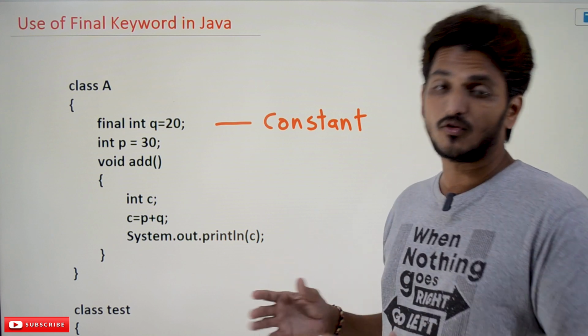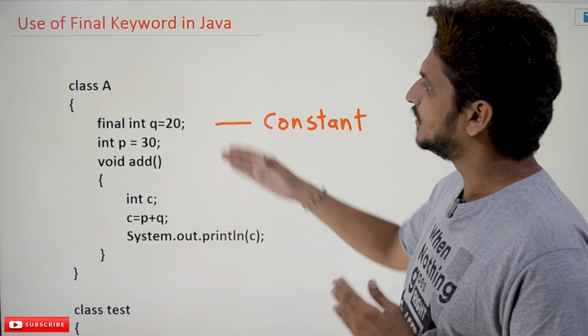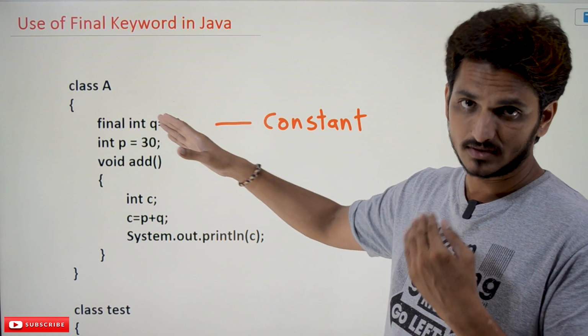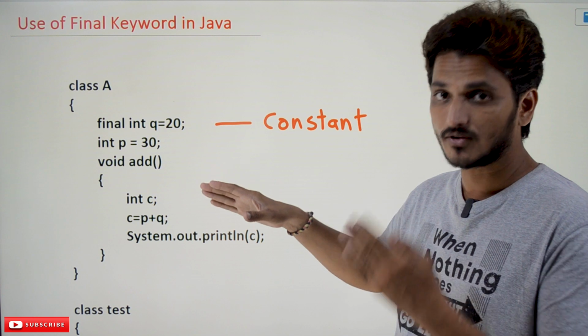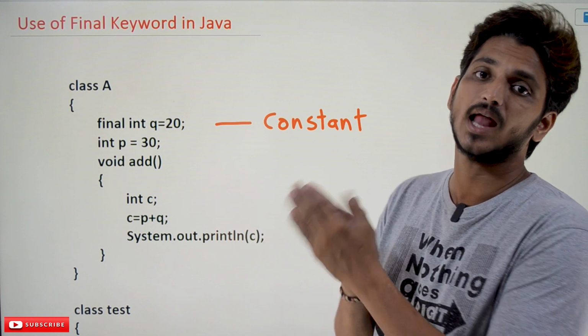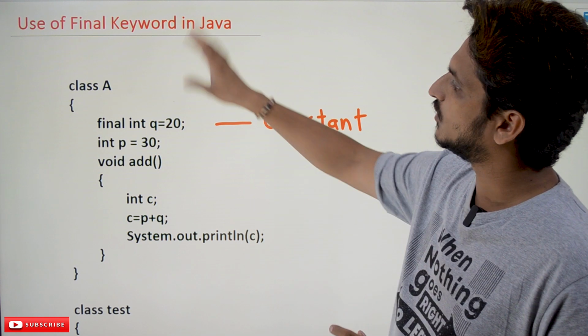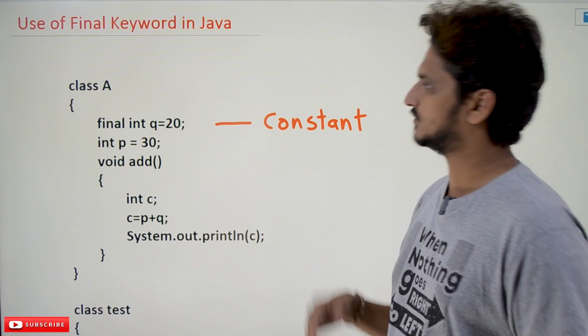We use the final keyword in three situations. One, before a variable; the second option is you can use the final keyword before a method; and we can use the final keyword before a class. With examples, we are going to understand what this final keyword is and how it affects the programs.